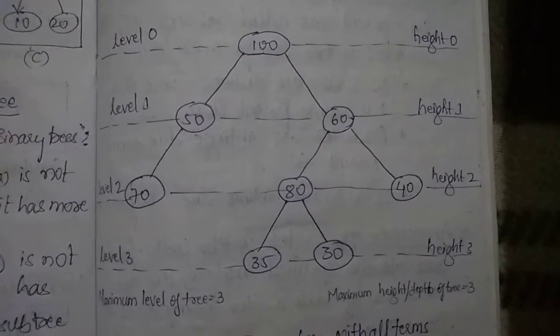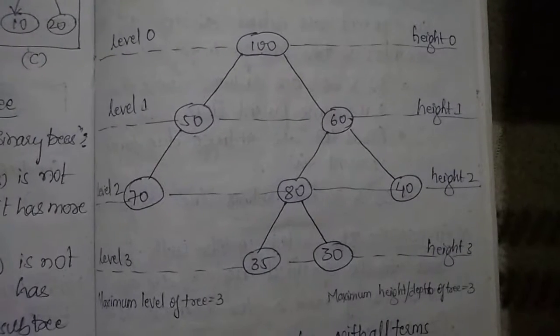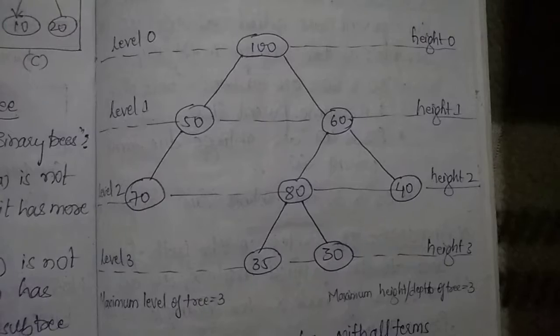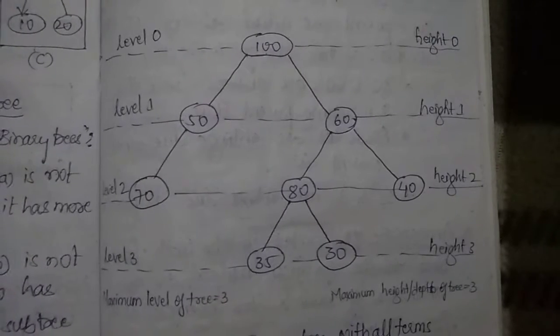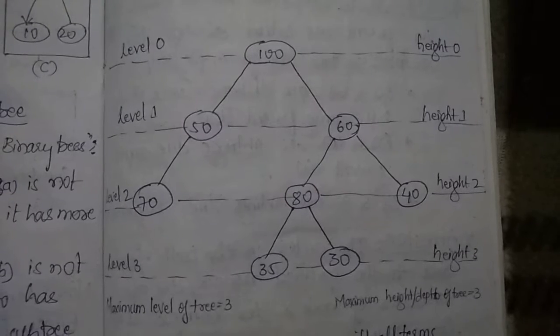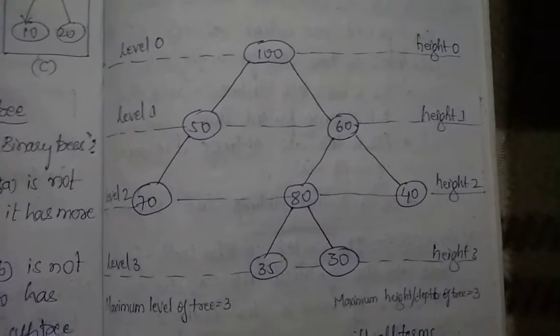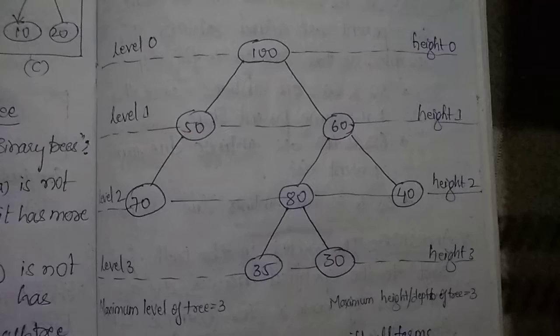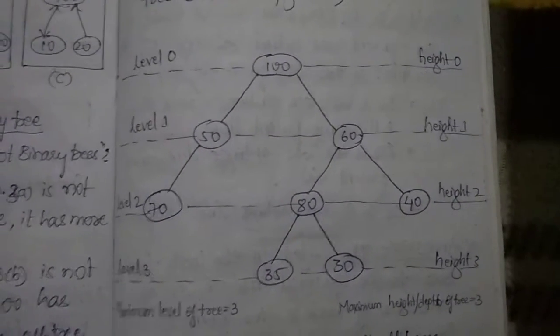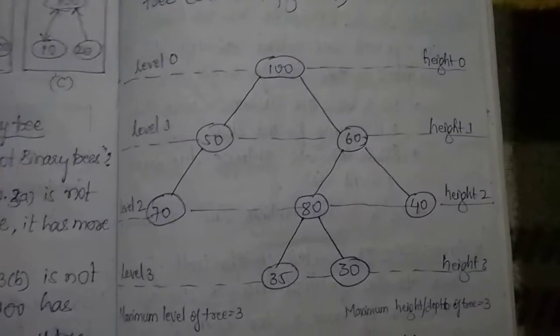Okay. Next, descendants. The nodes in the path below the parent are called descendants. In other words, the nodes that are reachable from the node X are called descendants of X. Here, according to the figure, we can say that all the nodes below 100 are descendants of 100, because every node can be reached from the root node 100.